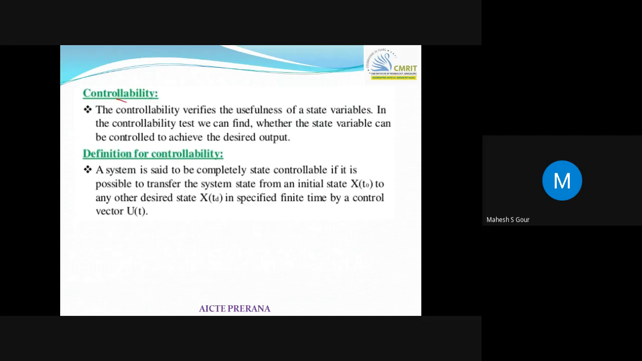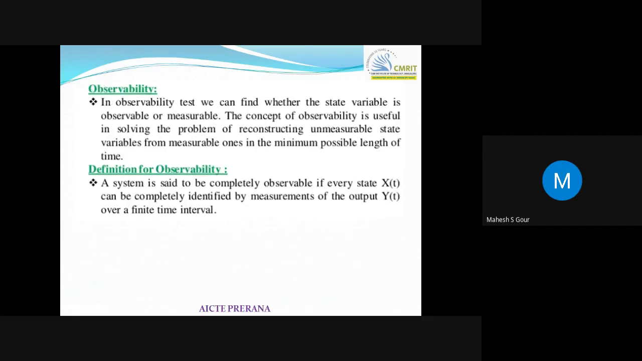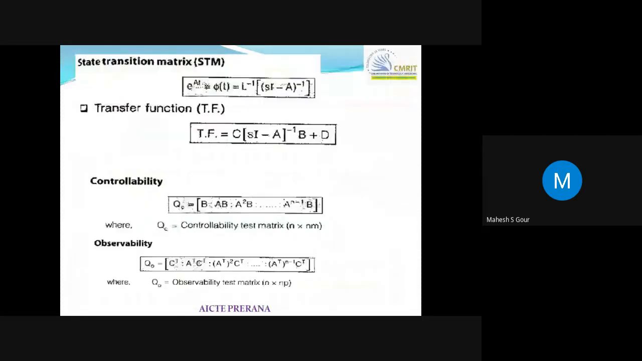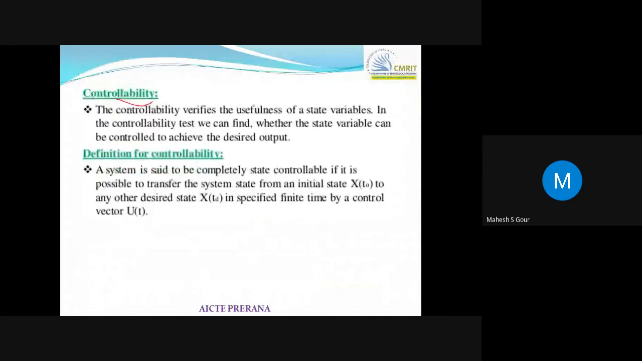The next thing is controllability. We'll solve problems on this. There won't be any difficulty for you. So controllability, what is controllability? It is the usefulness of the state variables. Here in the controllability test, we are going to find whether a state variable can be controlled to achieve the desired output. Means if I control my control system, whether my desired output is being achieved or not.